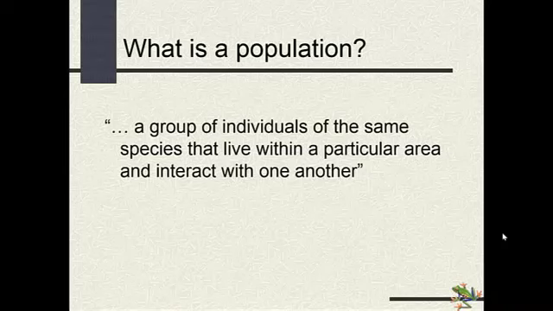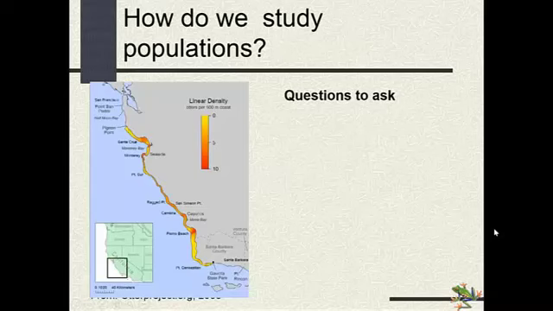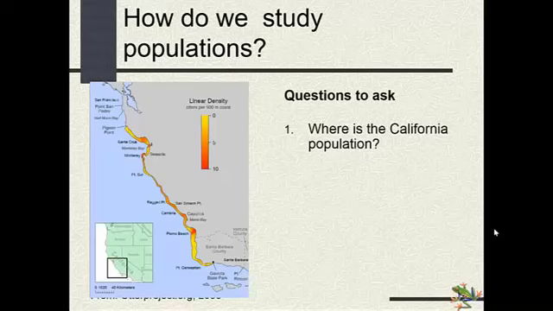A population is a group of individuals of the same species that live within a particular area and interact with each other. Well, that sounds simpler than it is, but the book will tell you a little bit more about the difficulties to know what really interaction means and so forth. So when trying to understand the otter population, our first question is, where is the California population? As you can see in the slide, they are from just about Half Moon Bay down to a little bit north of Santa Barbara.